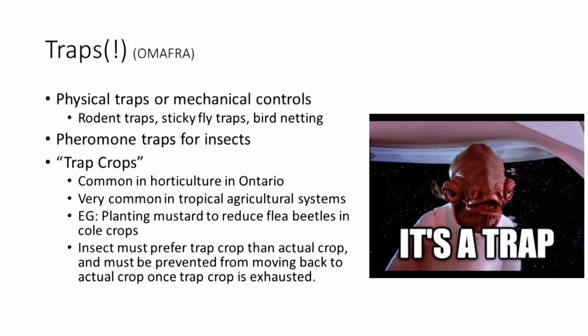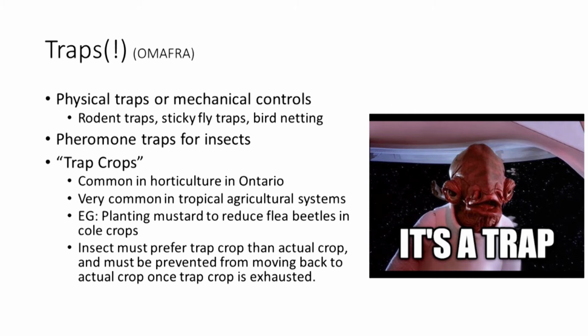The next kind of cultural control are traps. And these traps come in various forms, shapes, sizes. I'm just going to give a broader overview right now. So, traps for rodents or sticky fly traps in animal barns. Flies can be a major problem with, say, beef or dairy production, so controlling flies in a barn. Bird netting in horticulture. Certainly with high value horticulture crops, bird netting is used to protect the fruit from being eaten by birds, right? And so nets are used.